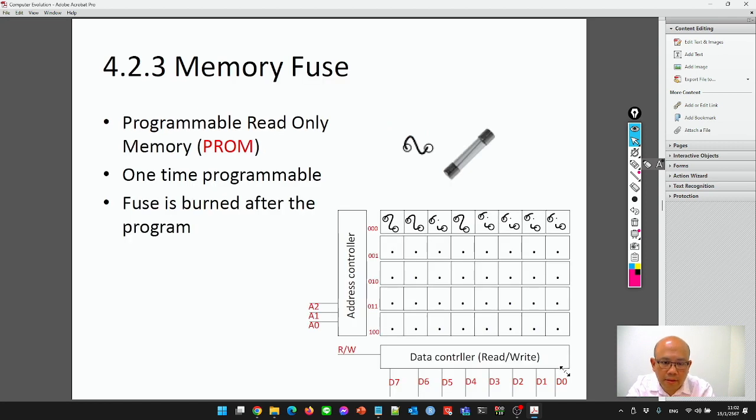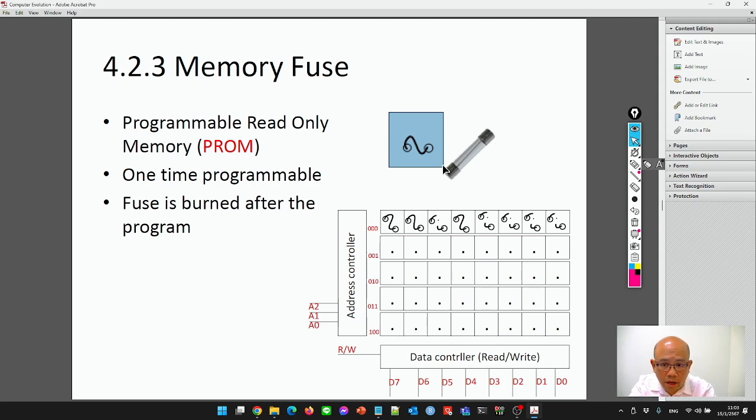Okay, in the structure of PROM, any memory has address, data, and control, the same structure, but the difference is in the memory cells. The memory cell in PROM is represented by a fuse. Yes, it looks like an electric fuse, but the fuse is very small. When you program, you burn the fuse. When you burn the fuse at any location, it represents 0. So this is one-time programming.